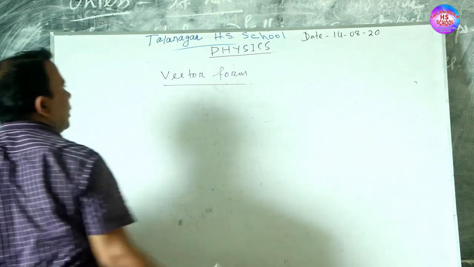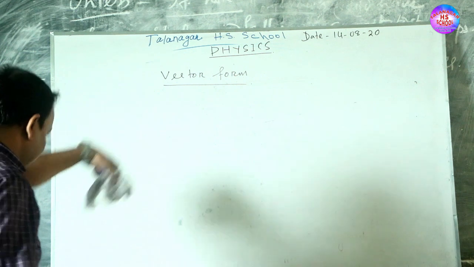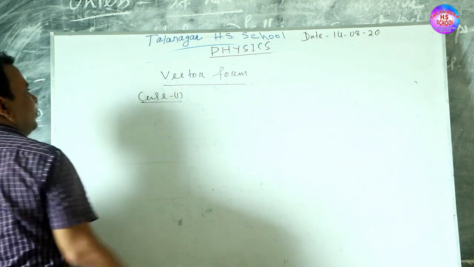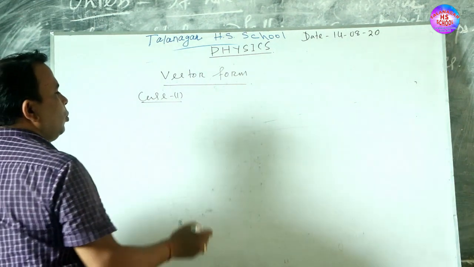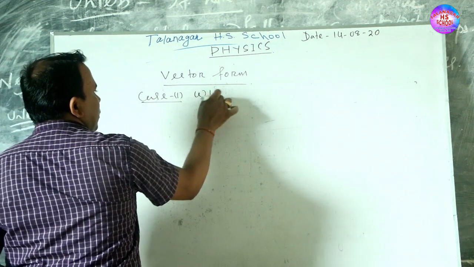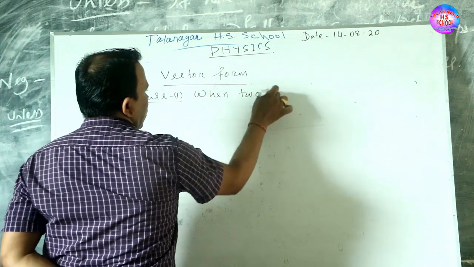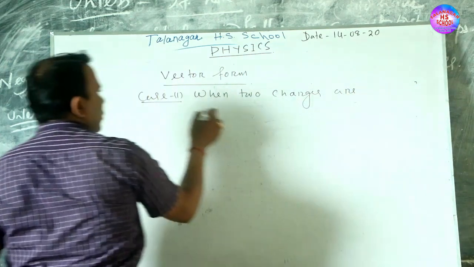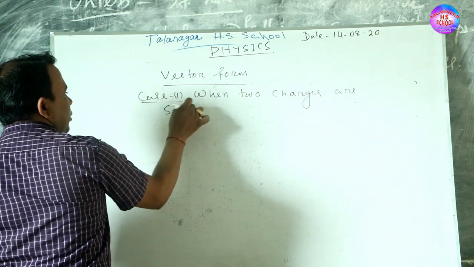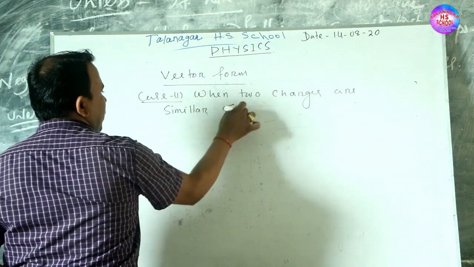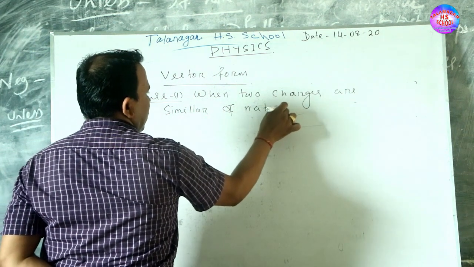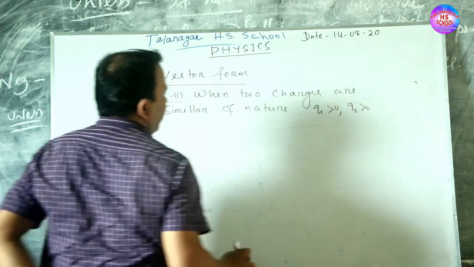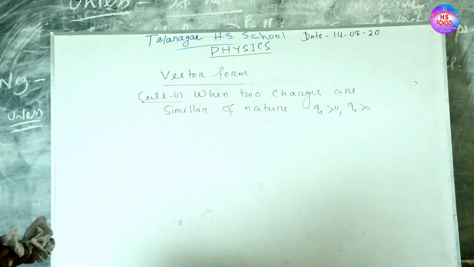Coulomb's law in vector form. Case 1. When two charges are similar of nature, that is Q1 is positive and Q2 is positive, the force between them is repulsive.